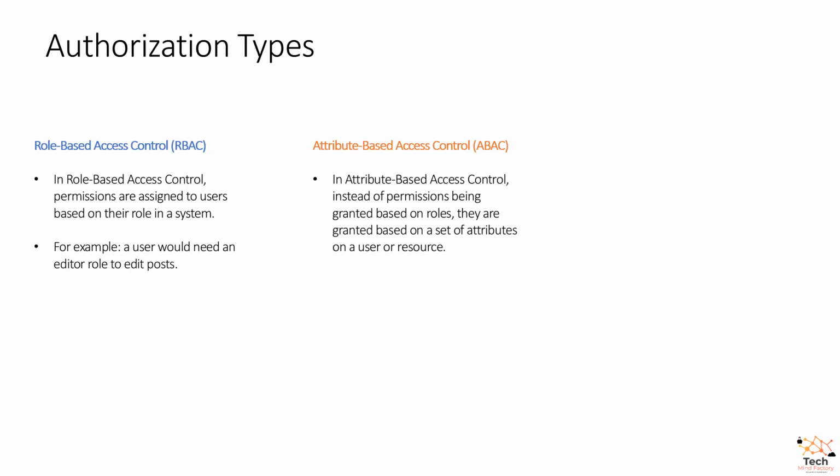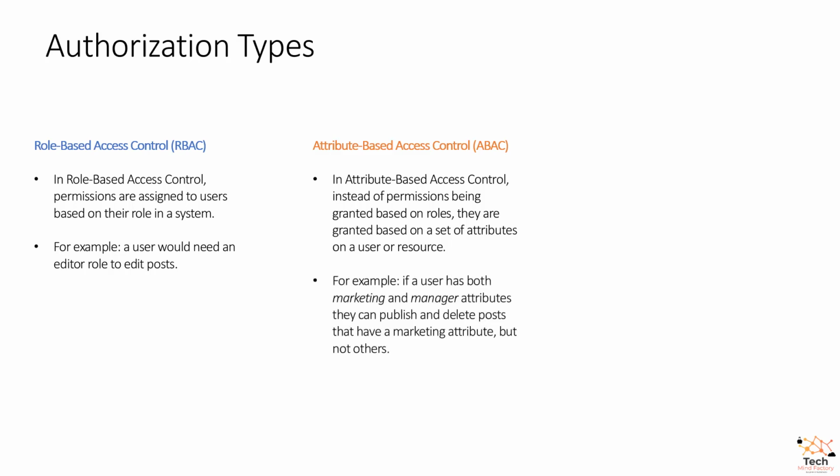On the other side, there is attribute-based access control, or ABAC. In attribute-based access control, instead of permissions being granted based on roles, they are granted based on a set of attributes on a user or resource. So let's put some example here. If a user has both marketing and manager attributes, they can publish and delete posts that have a marketing attribute but not others.